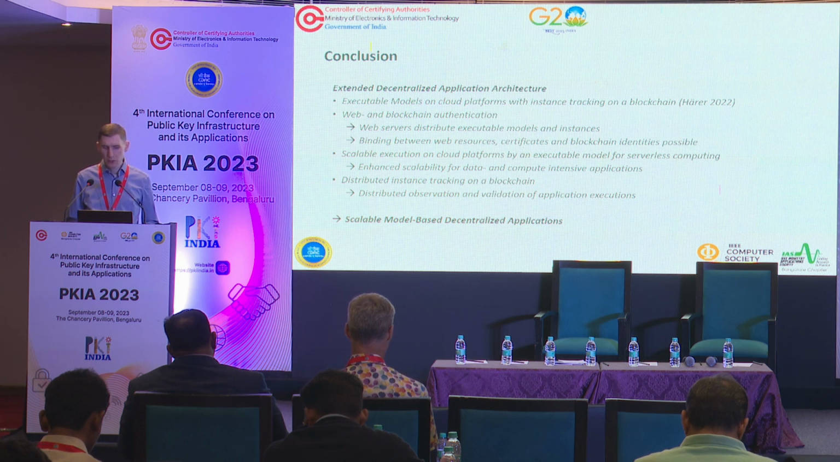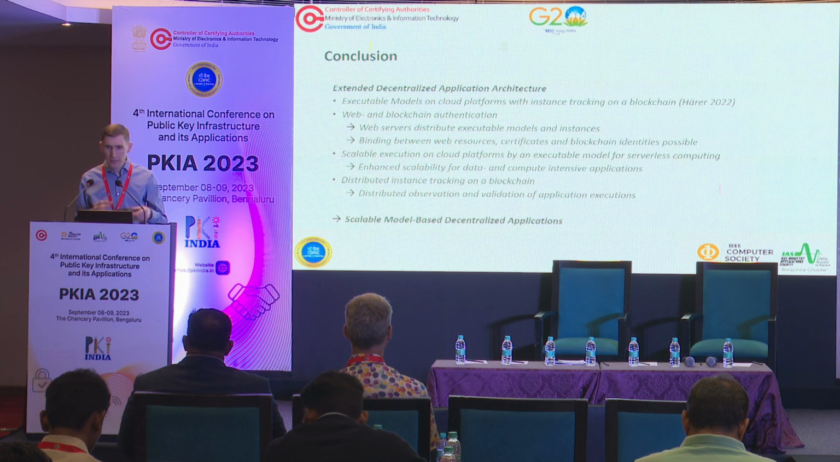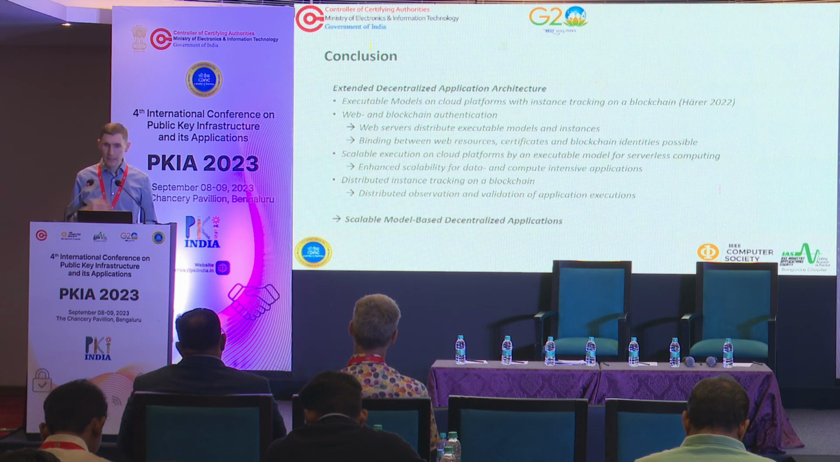And lastly, distributed instance tracking on the blockchain, so anyone can follow this execution, and this is the key idea here for making it observable and also verifiable that any other party can see which execution states were reached, and so they can verify that they occurred correctly, and this makes it a decentralized application. And now this architecture intends to be a scalable, model-based, decentralized application.